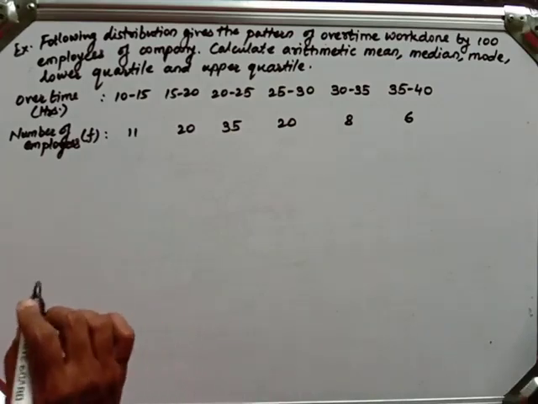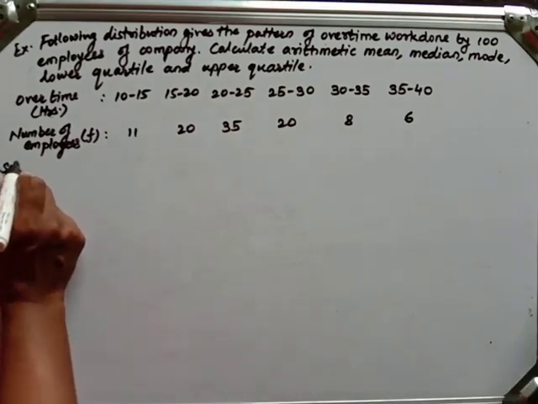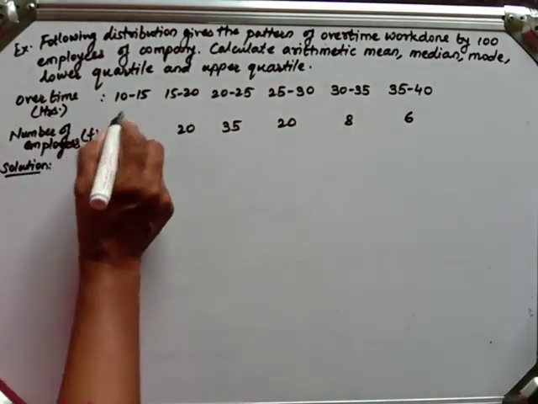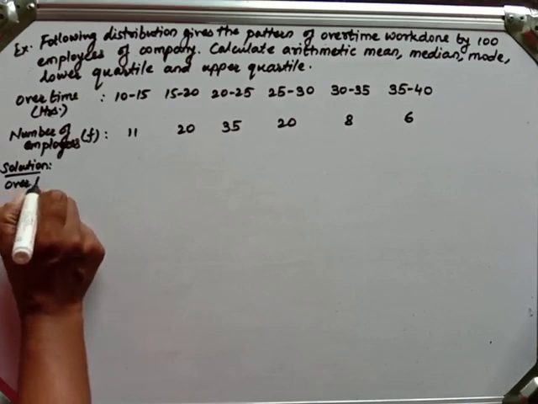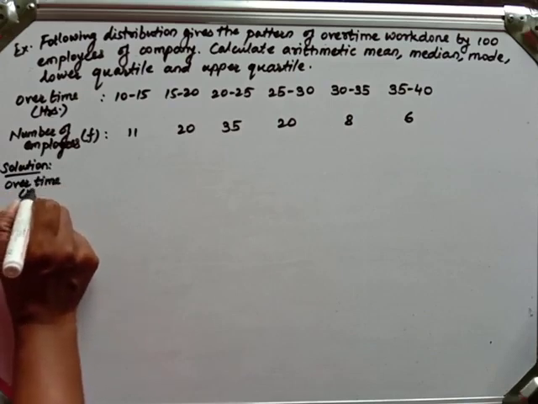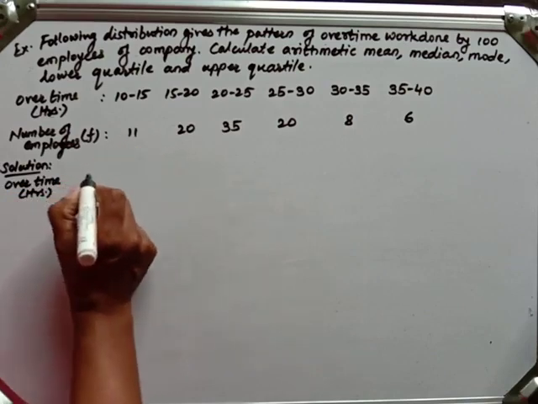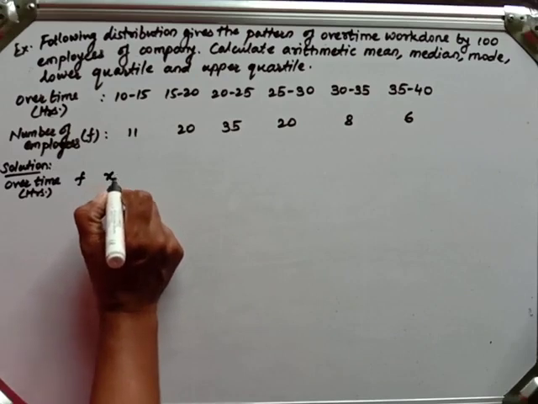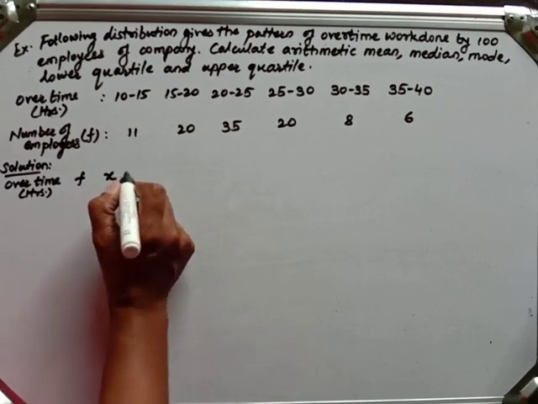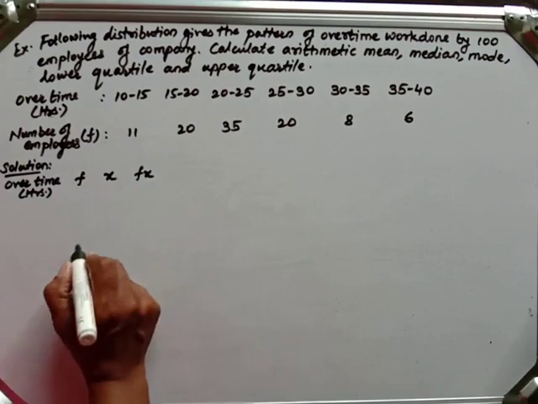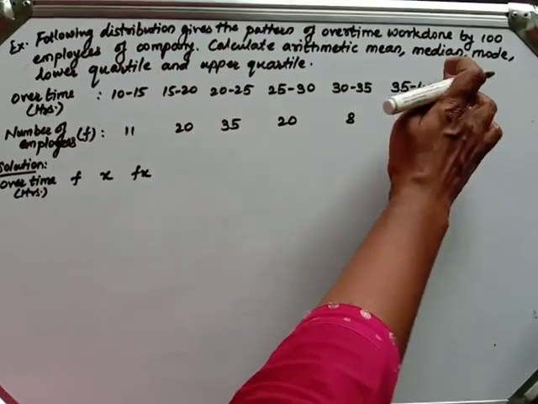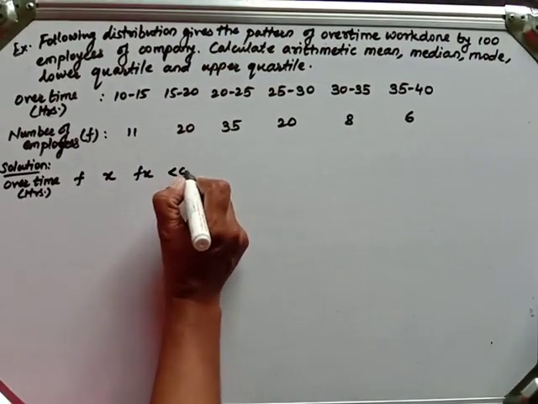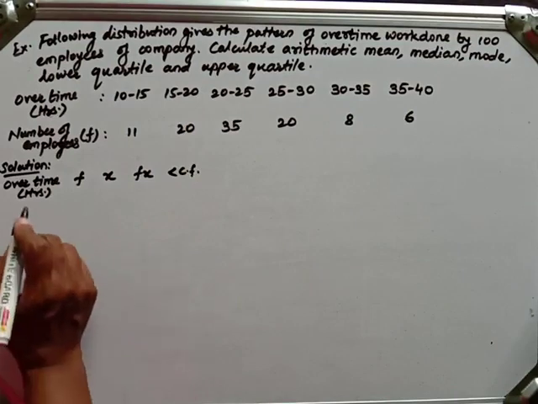So previously let me prepare a table. So solution. What are they? Overtime. This is given in hours. Fine. Now let me write here F, that is the frequencies. Then let us write down X. X is the class mark. Then we have to determine Fx, and for median, lower quartile, upper quartile, we need less than cumulative frequency. I will write it in short as such.